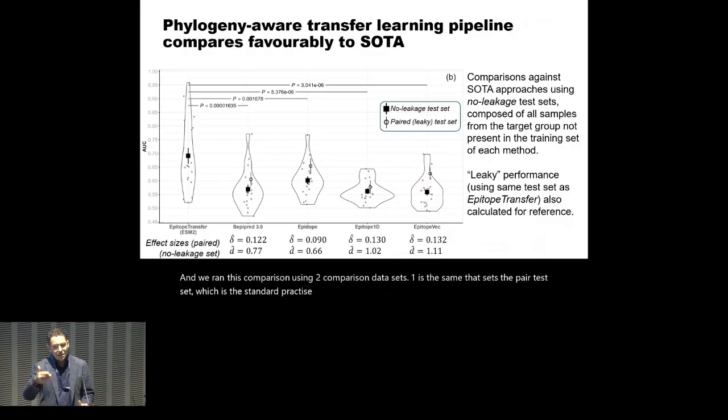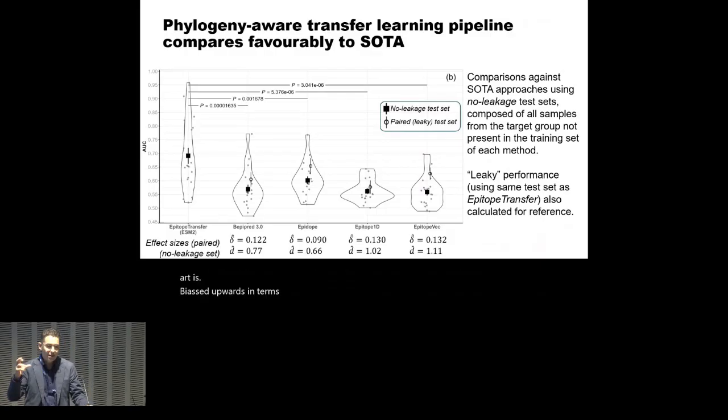But we noticed that our test set, which the epitope transfer, the proposed approach, did not see during model development, contained entries that were part of the training set of the state of the art. So the assessment on that for the state of the art is biased upwards in terms of performance. So we extracted a second test set, which is the non-leakage test set, which essentially for each of the state of the art does not contain any entries that were part of their training set.